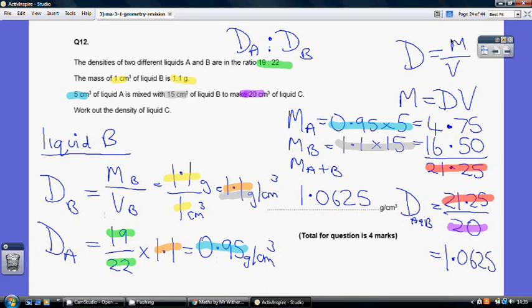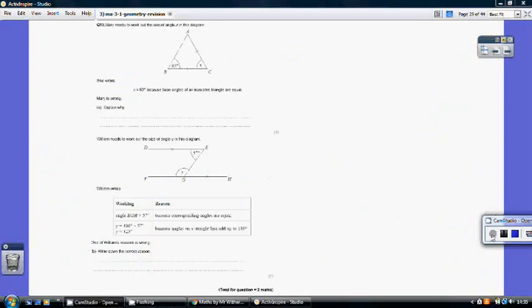Now density equals mass over volume. Multiplying by volume, we get mass equaling density times volume. So I can now work out my masses. So the mass of A, which I have, is 0.95 times the volume.